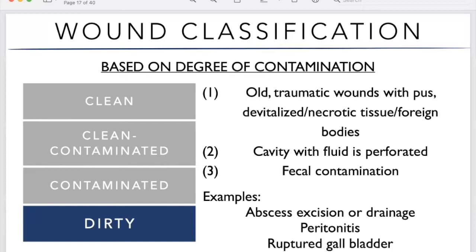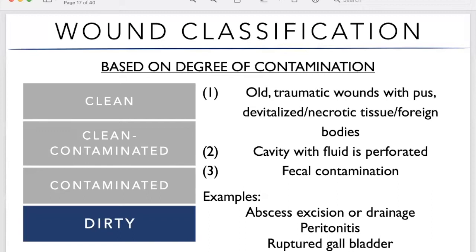Right? And of course, fecal contamination. Right? So examples of this would be abscess excision or drainage. You're expecting a lot of pus in there, peritonitis, and a ruptured gallbladder, which could happen before the surgery. And that's why you're actually doing it, right?